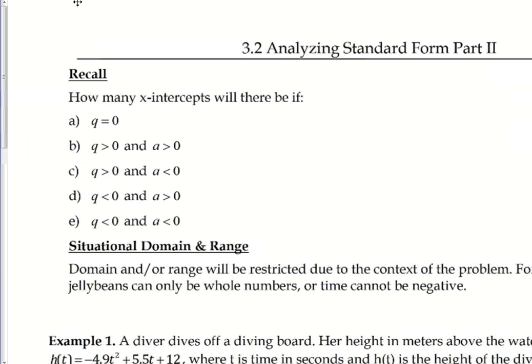So let's talk about our standard vertex form for a second. I just want to review something. If we're looking at the vertex form and our Q is 0, how many x-intercepts will we have if Q is equal to 0, whether it's opening up or down? So let's think about that. If Q is 0, that means that our vertex lies where?